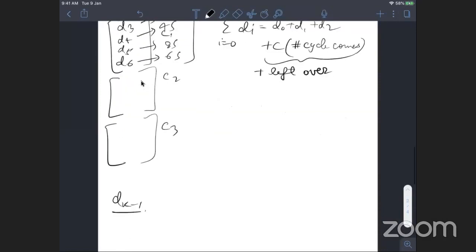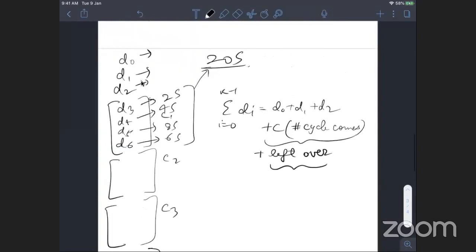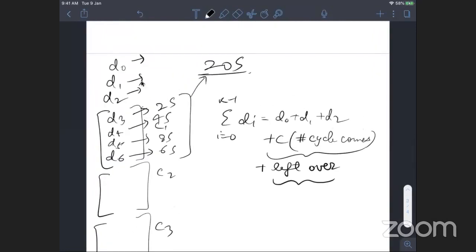What I mean by leftover is, it might be that Dk minus 1 is part of a cycle. So you have to add the first term, the second term, the third term. Maybe the cycle doesn't get completed here, so we have to add these terms separately. That's the leftover here. So is the formula clear? How is this thing coming up here?